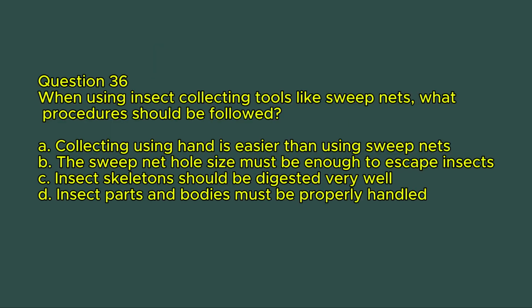Question 36. When using insect collecting tools like sweep nets, what procedures should be followed? A. Collecting using hand is easier than using sweep nets. B. The sweep net hole size must be enough to let insects escape. C. Insect skeletons should be digested very well. D. Insect parts and bodies must be properly handled.